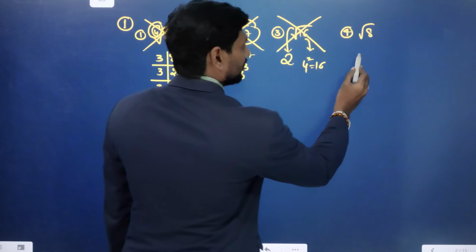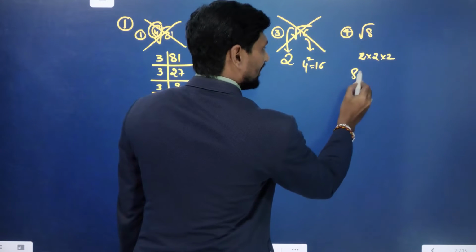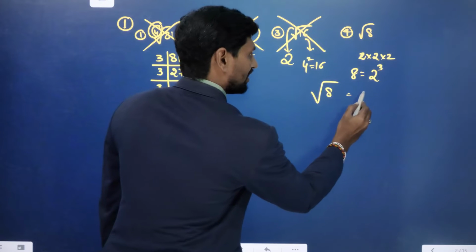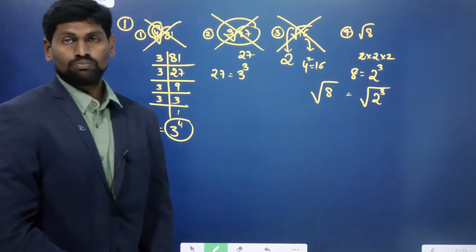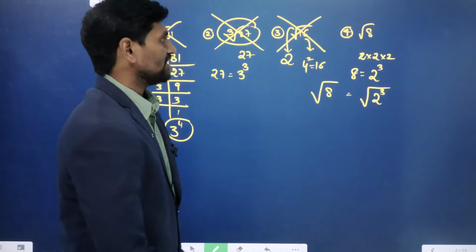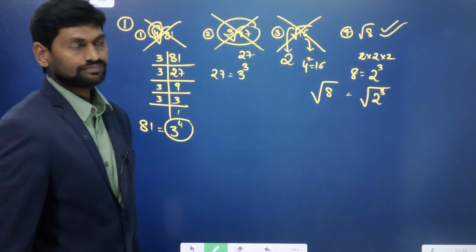Now coming to root 8. Root 8 we can express as 2 into 2 into 2, that means 8 is nothing but 2 cube. But while observing here, the order of the root is 2 but not 3. So it is a surd. So our required answer is root 8. Okay?